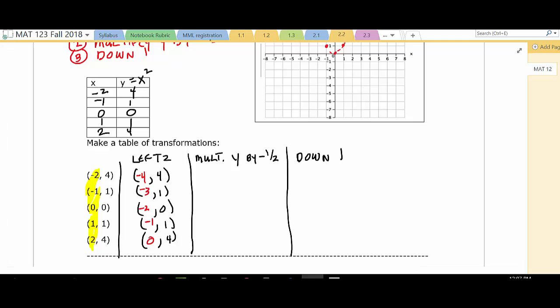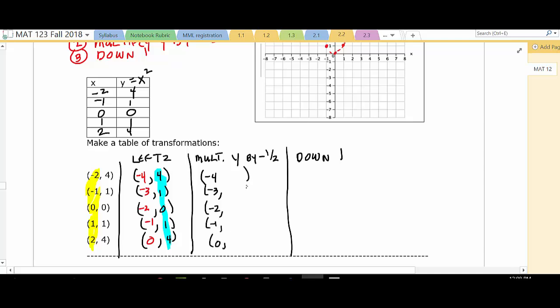Okay, so we're not going to plot those points yet, but that'll take care of the left 2. All right. Now, what we're going to do next is we're going to multiply the y values by -1/2. So all these numbers I'm highlighting in blue are going to get multiplied by -1/2. So the x values, you don't do anything with them.